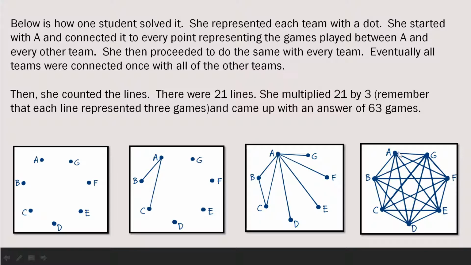So this is the final diagram. After she finished, she counted the lines and found that she drew 21 lines. Now remember, each pair of teams plays 3 games, so you multiply 21 by 3, and that means the total number of games played is 63. So this was one diagram.